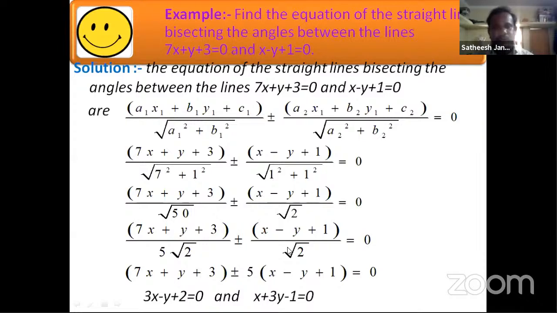Okay. Taking the LCM 5 root 2 and multiplying through, the right side is 0. So 7x plus y plus 3 plus or minus, where the LCM is 5, (x minus y plus 1) is equal to 0. Adding the two equations, we get 3x minus y plus 2 is equal to 0. Subtracting these two equations, we get x plus 3y minus 1 is equal to 0.